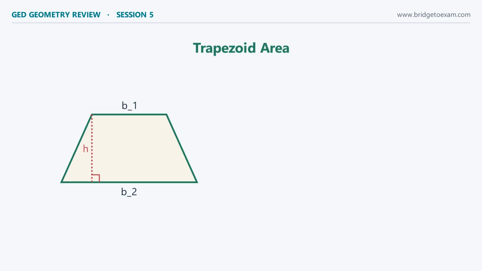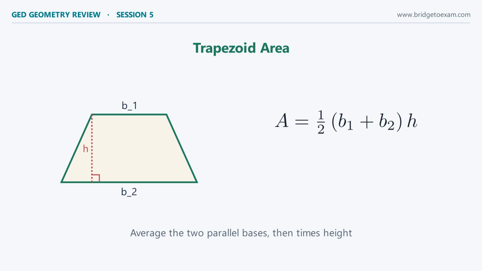Now the trapezoid. It has two parallel bases of different lengths. Its area is 1/2 times the sum of the two bases times the height. In other words, average the two parallel sides, then multiply by the height.